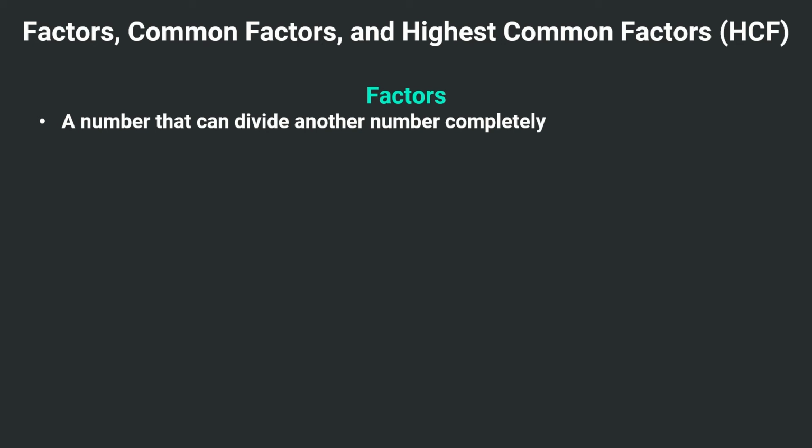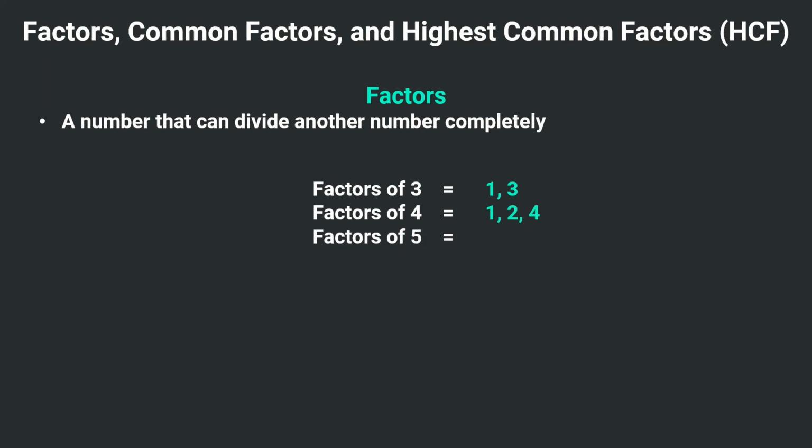So let's see what are the factors of some numbers. Factors of 3. 3 is divisible by 1 because 1 is a factor of all numbers, and 3 itself. So the factors of 3 are 1 and 3. Factors of 4. Now 4 is divisible by 1 and 4, but also it is divisible by 2. So factors of 4 are 1, 2 and 4. Factors of 5. 5 is again a prime number, so it has only two factors, 1 and 5. Now factors of 6. So 6 is divisible by 1 and 6 and 3 and 2. So 1, 2, 3 and 6 are the factors of 6.